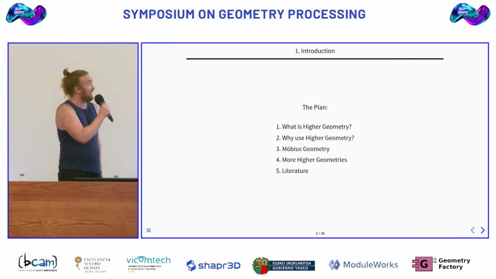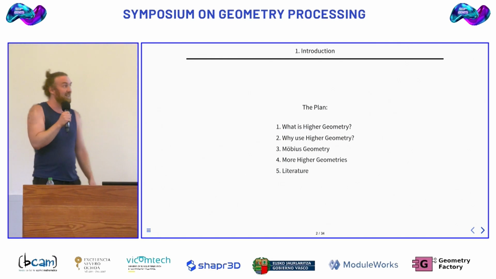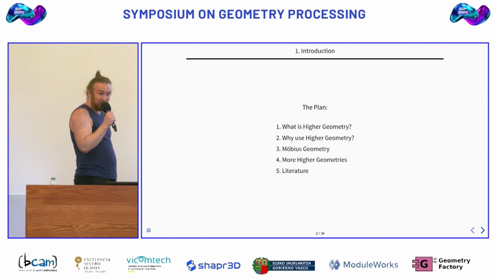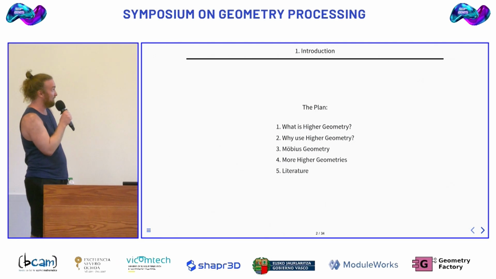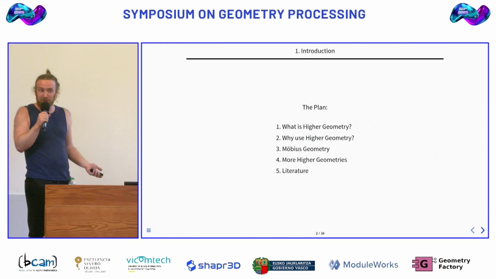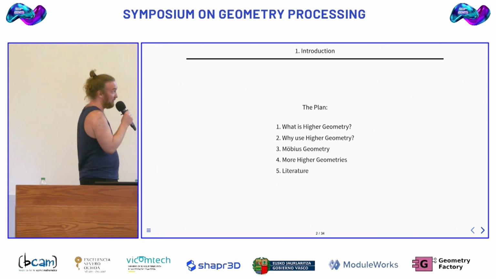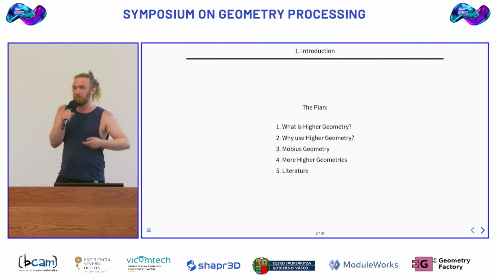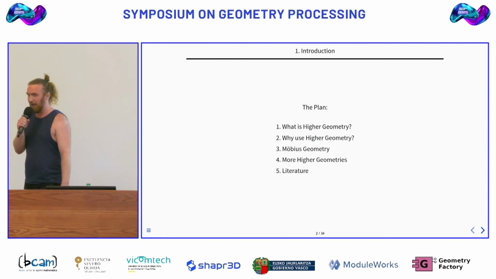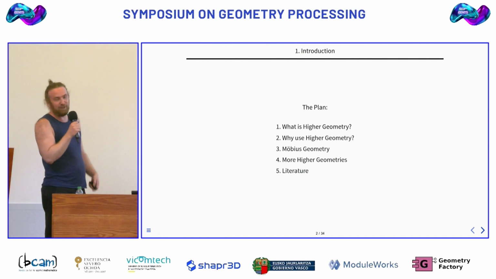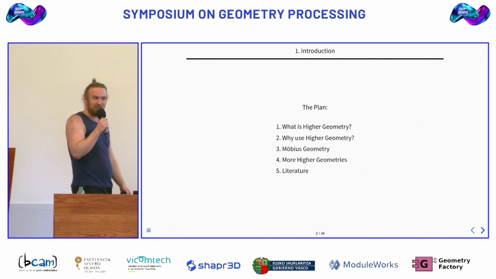Okay, what's the plan? I have to explain what higher geometry is. I'm going to try to explain why you should or could use higher geometry. Then I'm going to focus on one example. The most popular example is Möbius geometry, an example of higher geometry. And then it's going to be a bit more of a crash course, walking through the zoo of some more higher geometries. And then finally, I'm going to show you literature in case you are actually interested. Then you can read up on details there.